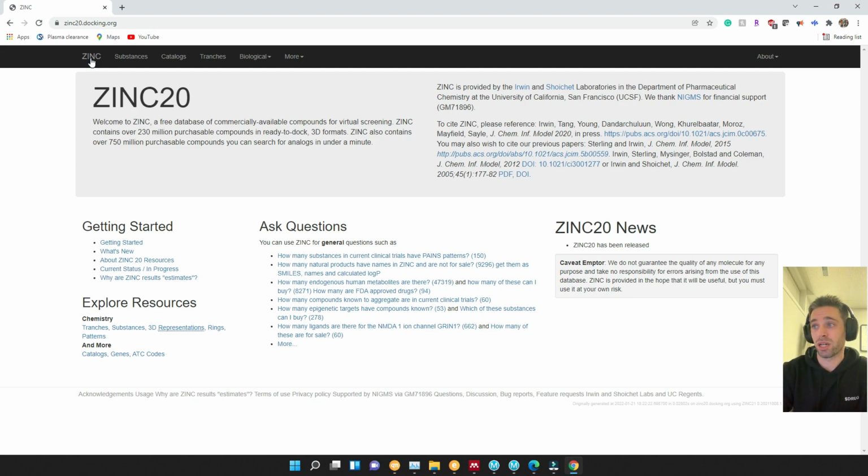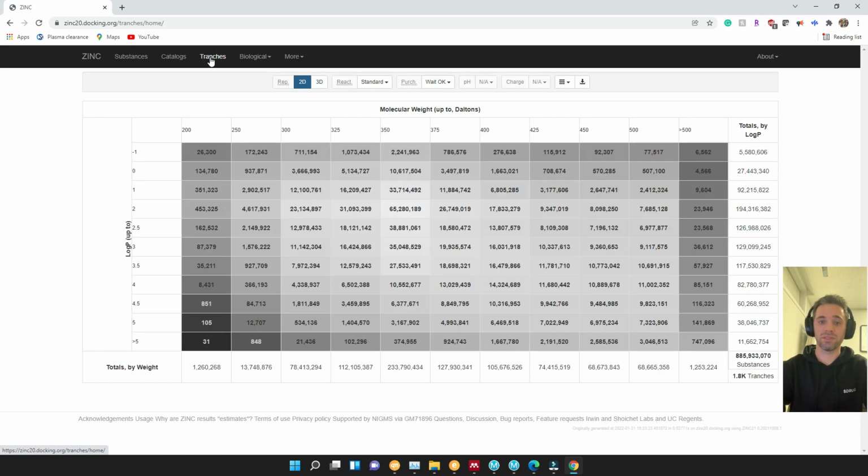This database comes from the Irwin and Shoichet lab at the University of California, San Francisco, UCSF, and I started using this maybe a few months ago, and it is a pretty cool database. It's free. That's awesome. What we want to do from this database is first go to tranches.